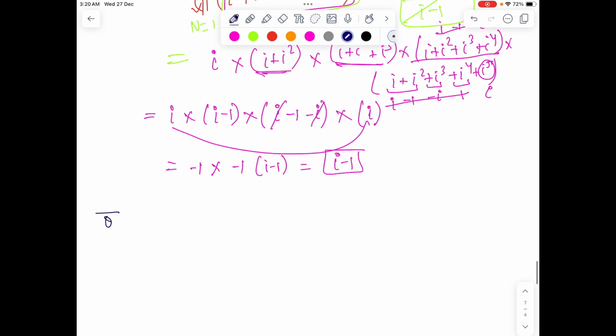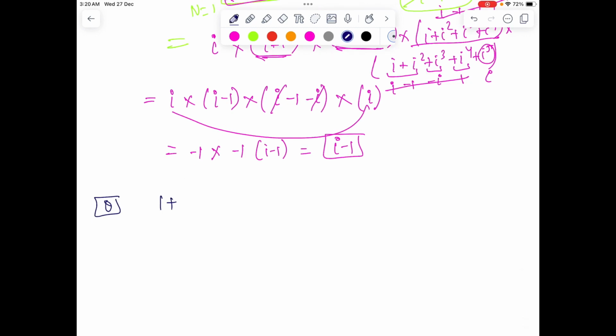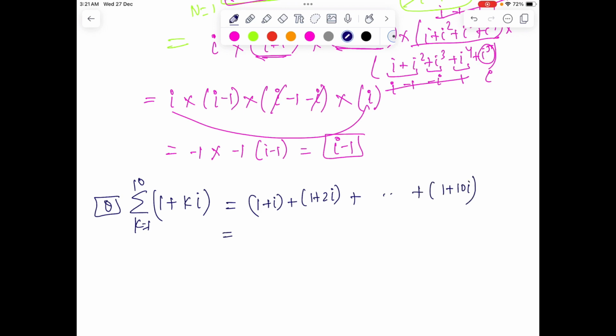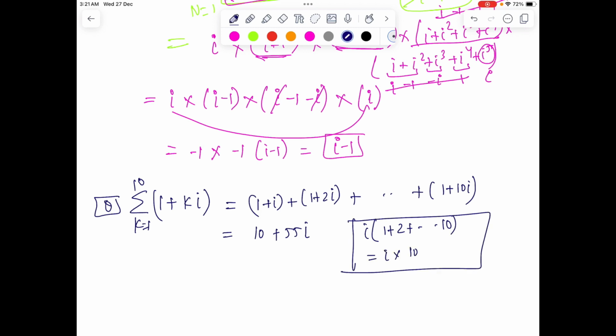Let's take one last example. If we have 1 plus ki, sigma k equals 1 to 10. So all these are basic NCERT examples. Put k equals 1, 1 plus i, plus 1 plus 2i, till 1 plus 10i. And that will give the answer where 10 times 1, 10 plus 55i, right? Because i common, 1 plus 2 till 10 will give you i times 10 into (10 plus 1) by 2, which is giving 55i.